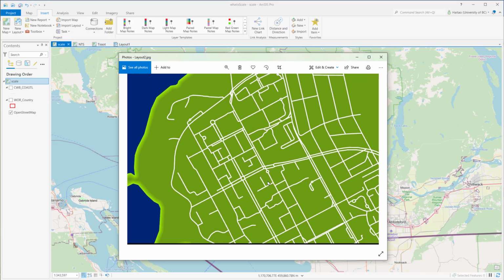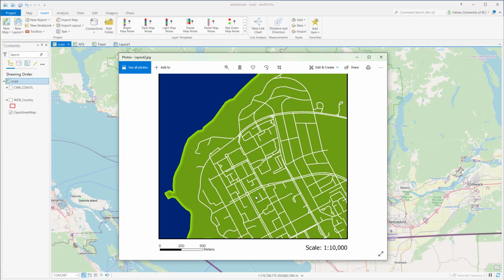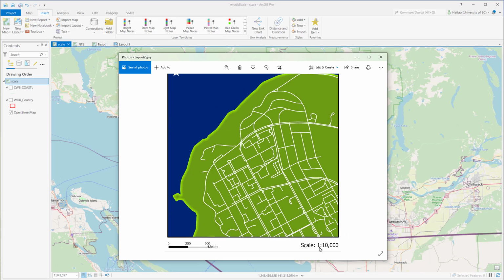For example, here, when we zoom in, and if we measure the distance here again, it's still 10 centimeters, but the distance on the real ground is completely different. However, the scale shown here is still 1 to 10,000. Since the scale bar changes simultaneously with maps, the scale bars will remain an accurate representation of map scale. This is the advantage of using scale bars for digital maps.